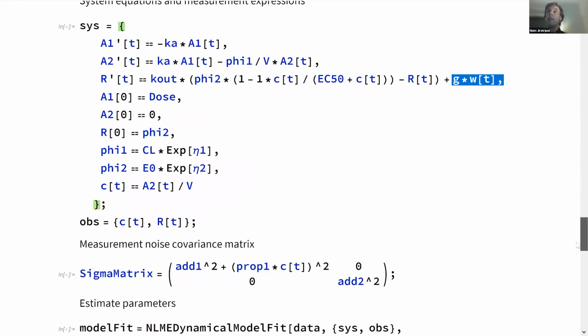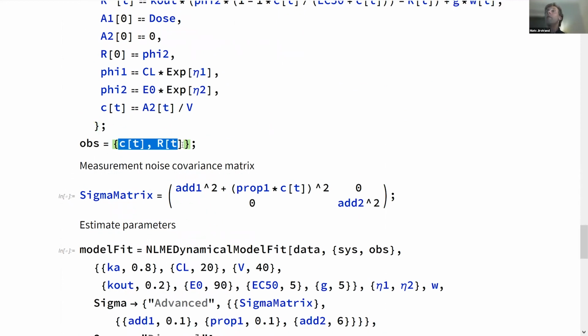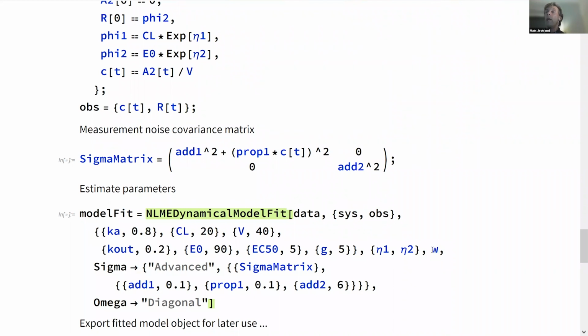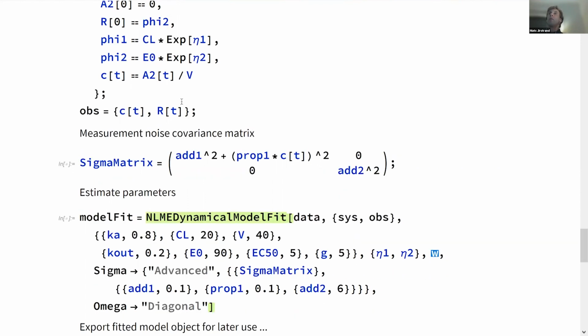The interesting thing might be to see that here we have 2 measurement variables, so we have vector valued measurements. When it comes to the NLME dynamical model fit command, for stochastic differential equations we have to add these symbols that stand for the noise. And if you didn't see that, we had sigma here.